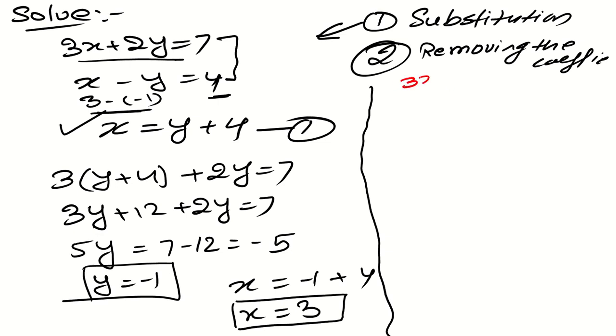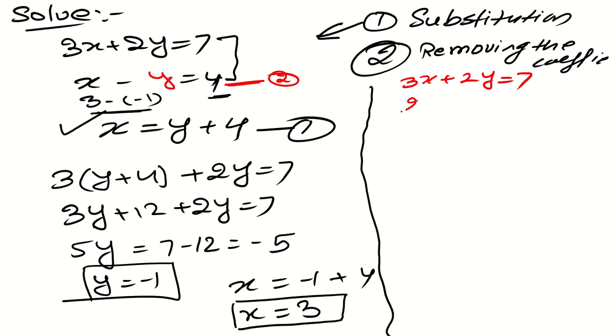Now, the first equation was 3x plus 2y equal to 7. In this method, we multiply any one equation, or both the equations, to make the coefficient of x or y equal. You can see here, if you multiply the second equation by 2, then the coefficient of y will become the same. Why? Because in the first equation the coefficient of y is 2 and in the second equation it is only 1, or minus 1. So just multiply the second equation by 2.